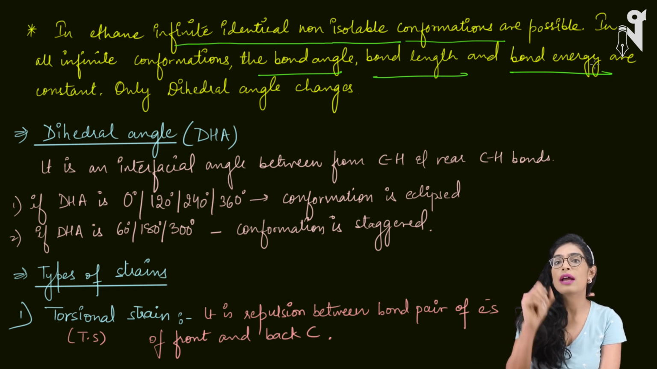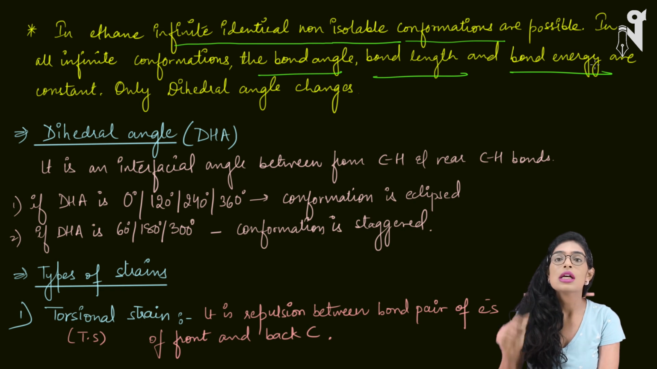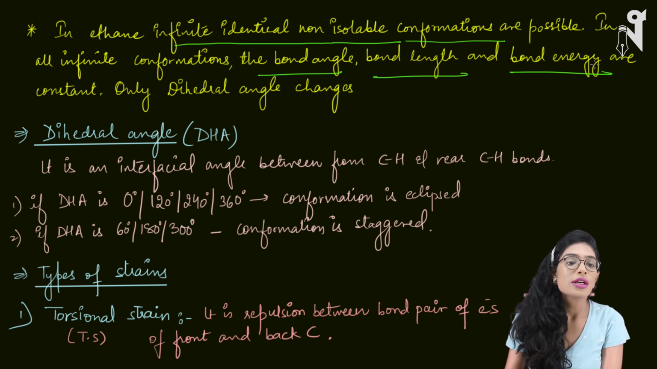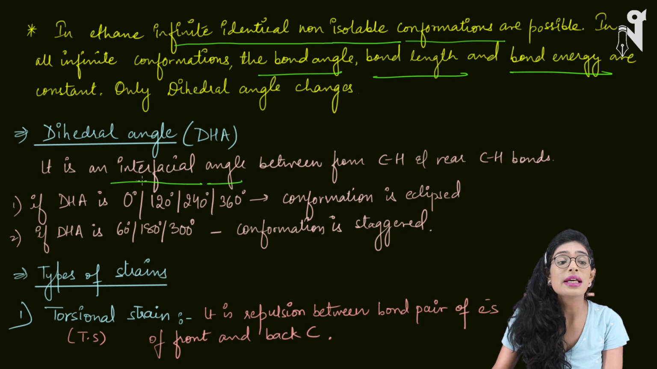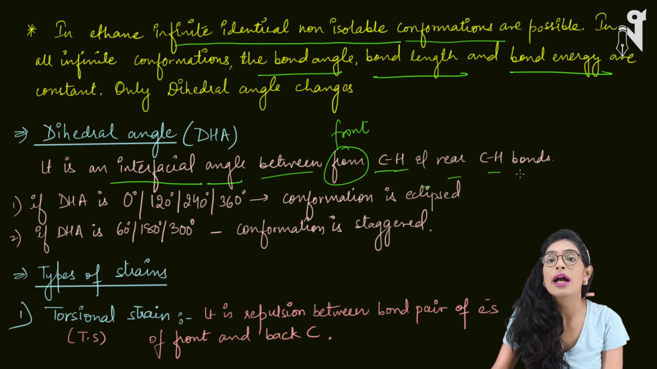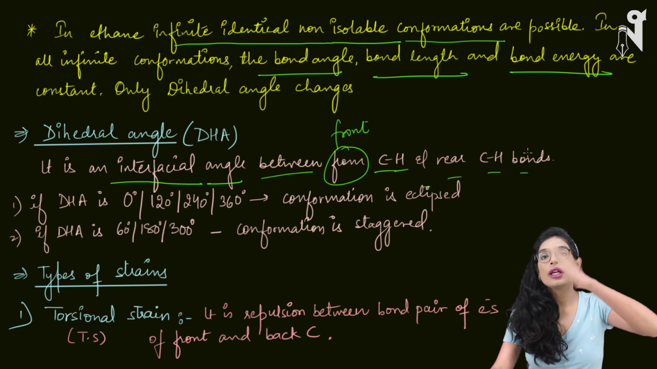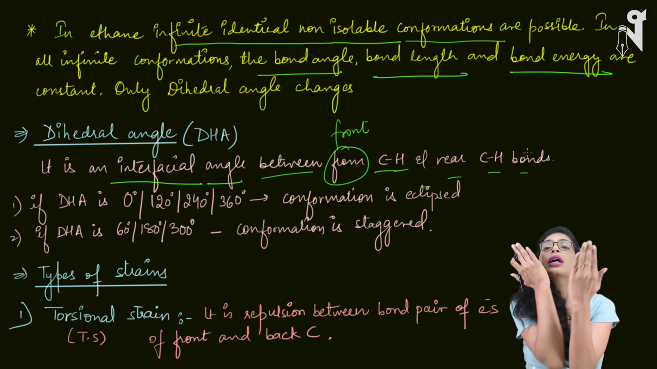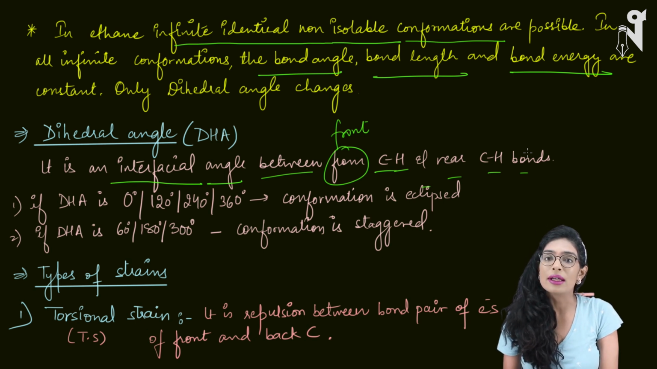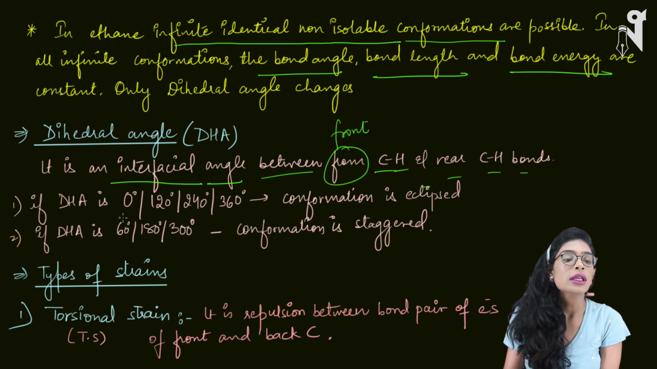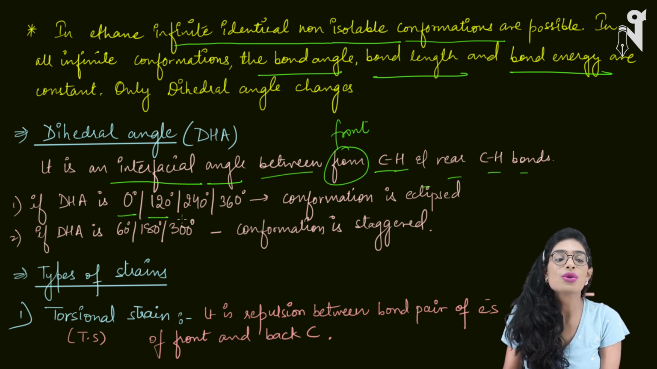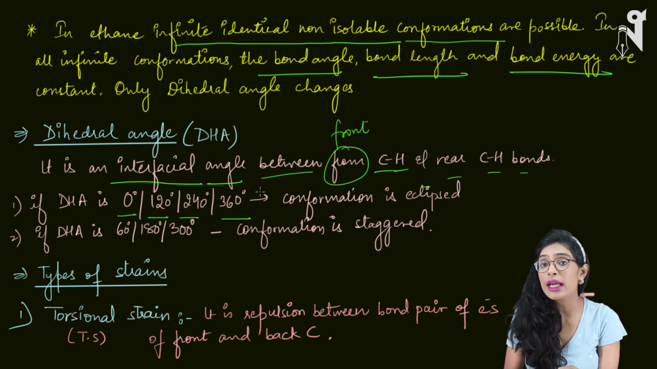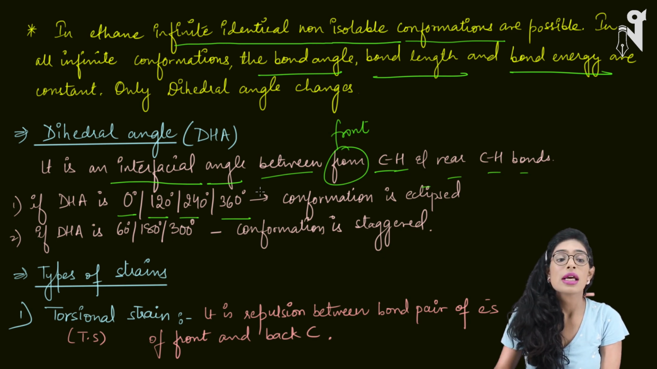I have shown you in the diagram what exactly the dihedral angle is. So if I have to define it, how will we define it? The dihedral angle is the interfacial angle between the front carbon-hydrogen bond and the rear carbon-hydrogen bond. So basically, the angle which varies due to the rotation between the front carbon-hydrogen bond and the back carbon-hydrogen bond is called the dihedral angle. And I had also mentioned earlier that if it is 0 degree, 120 degree, 240 degree, or 360 degree for ethane, then the conformation you get is always eclipsed.